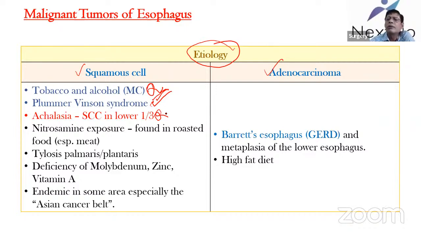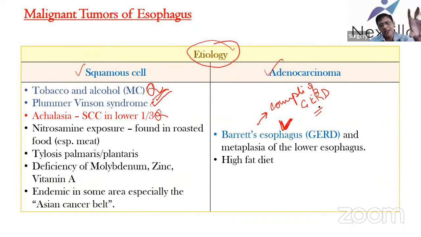For the adenocarcinoma, the most important risk factor is Barrett's esophagus. Barrett's esophagus in itself is a complication of GERD, gastroesophageal reflux disease. Barrett's esophagus, once again, we'll take up in another class, an integrated class with pathology. Barrett's esophagus and the GERD, okay? If there is a metaplasia, an increased incidence of adenocarcinoma of the esophagus, lower one-third is seen, and high-fat diet.